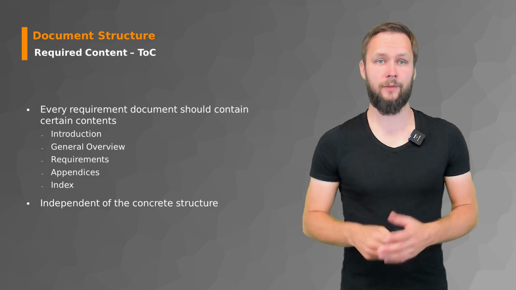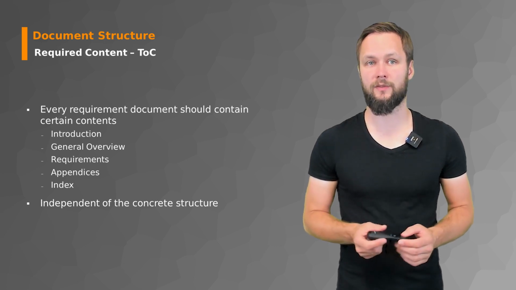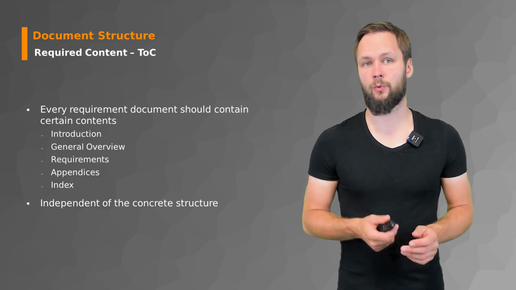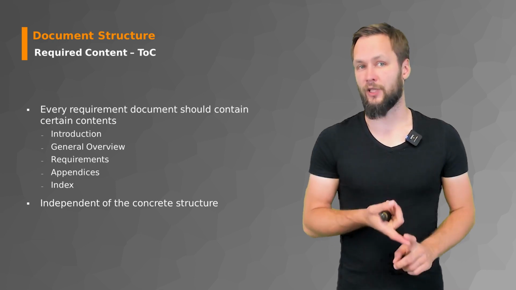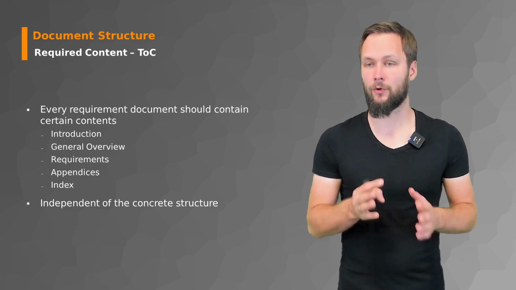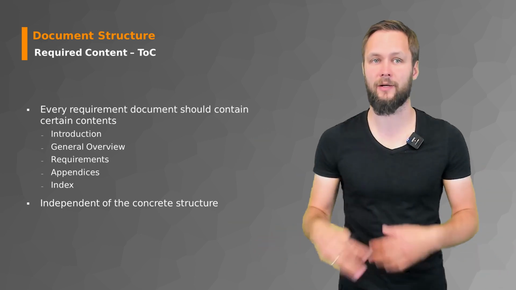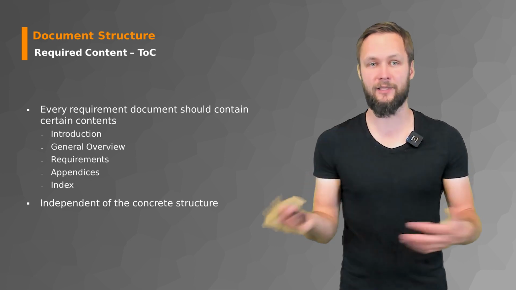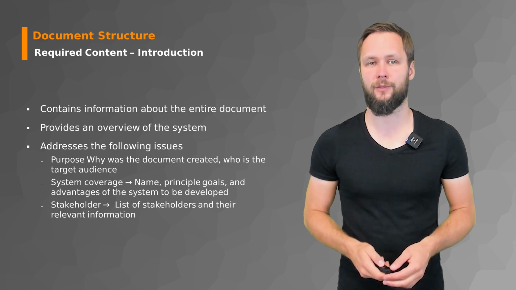So more generally now, what would a good structure look like? What is the required content that you want to have? First of all, a table of contents. Every requirements document should contain certain contents like an introduction, general overview, requirements, appendices, and an index, independent of the concrete structure that you will see. You have an intro, what are we talking about, the general overview, the requirements, the core meat of what we're going to do, additional information in an appendix, and then an index. This is a very, very rough structure.